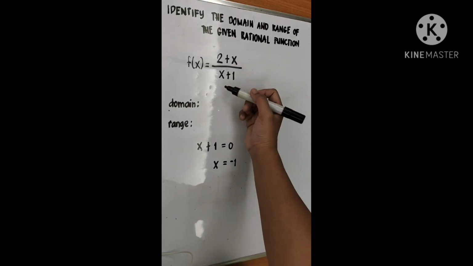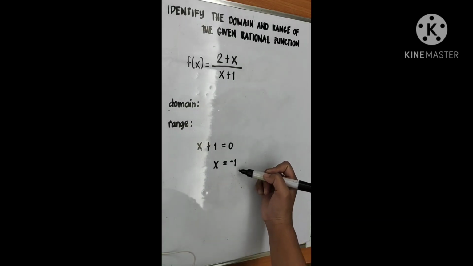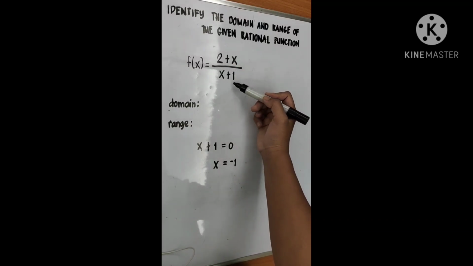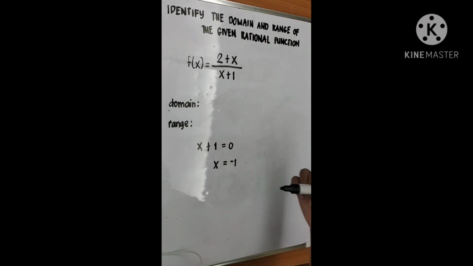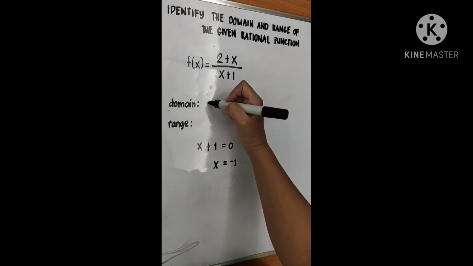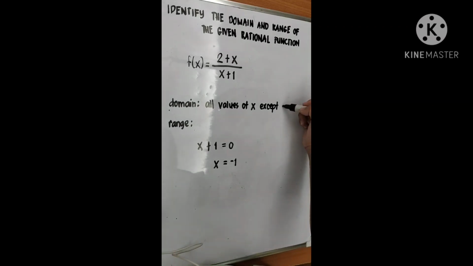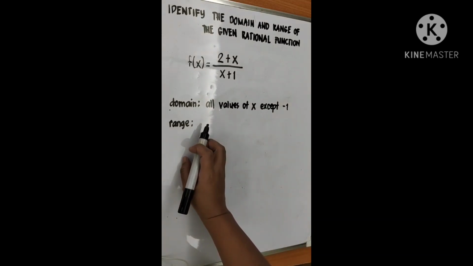So our rational function can take all values of x except -1, because if we substitute -1 into our function, this will give us a 0 denominator, which will make the function undefined. Therefore, for the domain of our rational function, we say that it can take all values of x except -1. And so now we are going to solve for the range of our rational function.